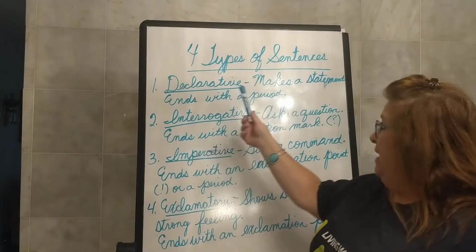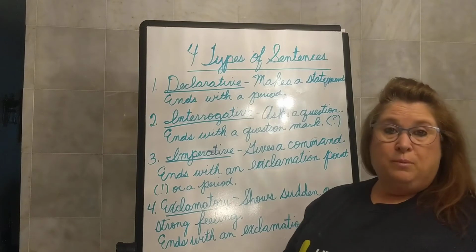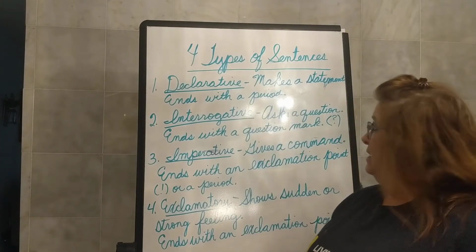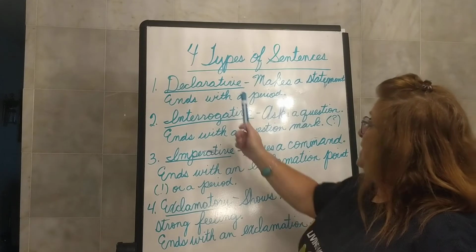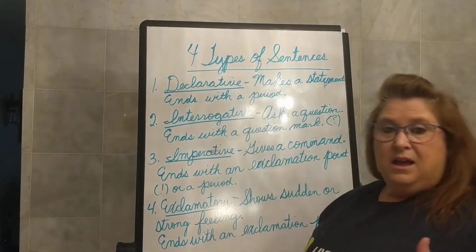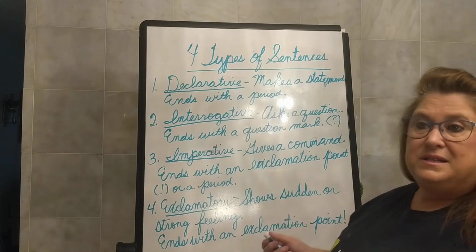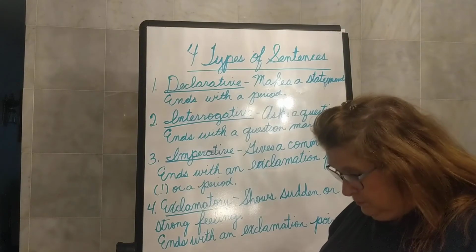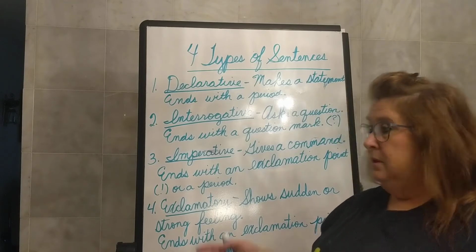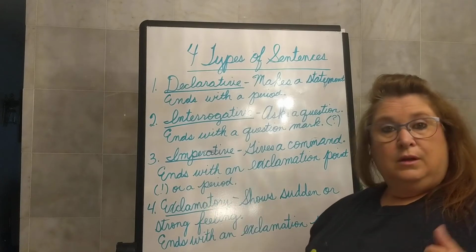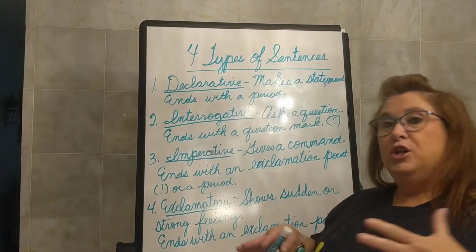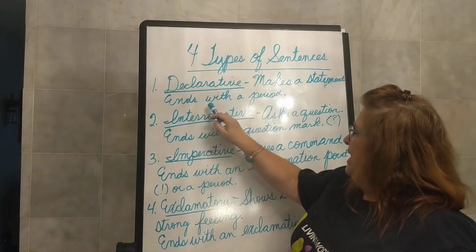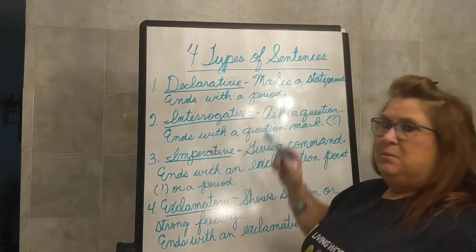What I have on the board needs to be on your paper. How I write it on the board, you need to write it on your paper as well. Okay, so our first type of sentence is a declarative sentence. A declarative sentence just makes a statement. It just tells us something. The sky is blue. It is hot outside. Your dress is beautiful. You are a kind person. These are all just statements. It just makes a statement or tells us something, and it ends with a period.